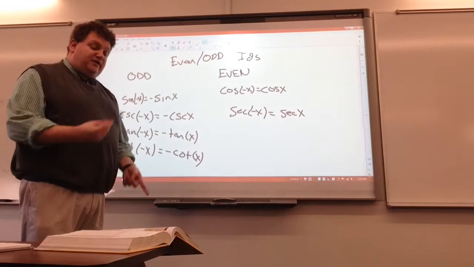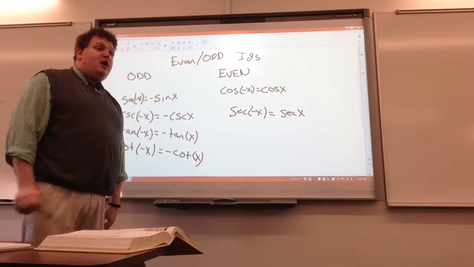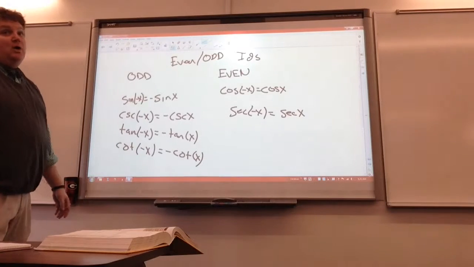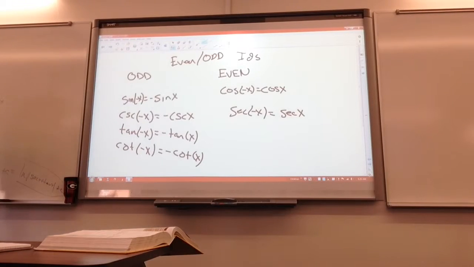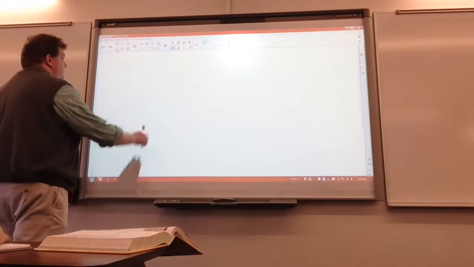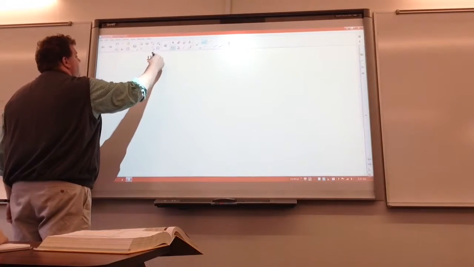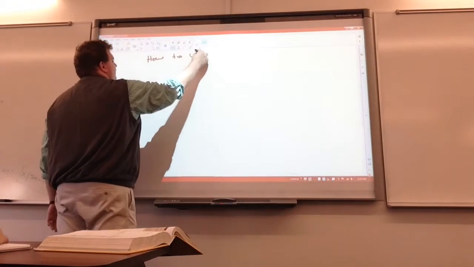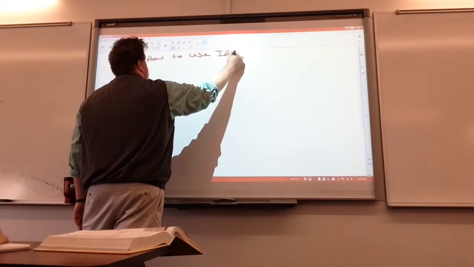The other identities, reciprocal, quotient, and Pythagorean, all those happen all the time. They happen when you're doing problems involving trigonometry. In fact, let's take a look at a few examples of how to use identities.